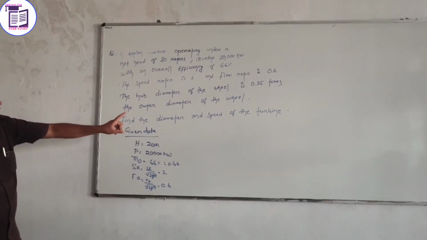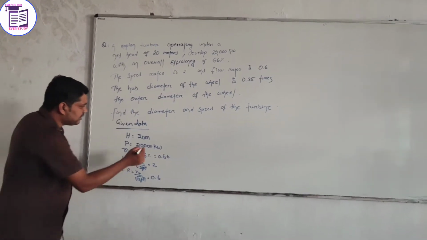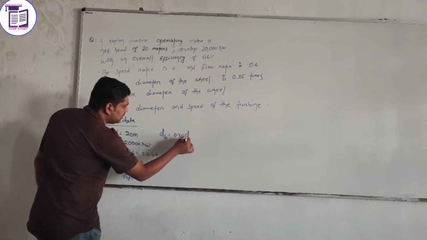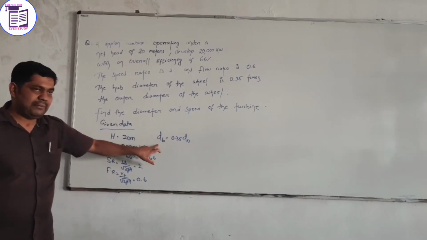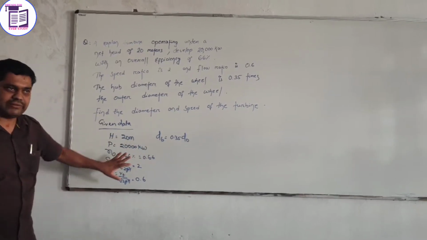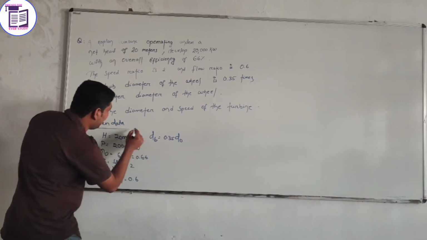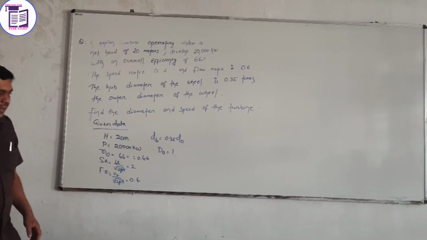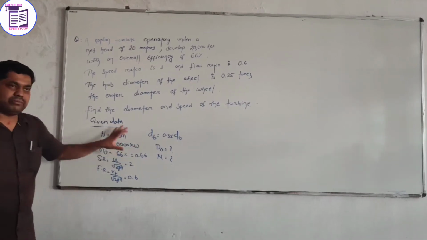Another thing is given: the hub diameter of the wheel is 0.35 times the outer diameter. Means your Db is 0.35 times Do, the outer diameter of the Kaplan turbine. This is the data set given. Then find the diameter, that is your Do, and the speed of the turbine. You have to find N. So these are the quantities you have to find from this problem.